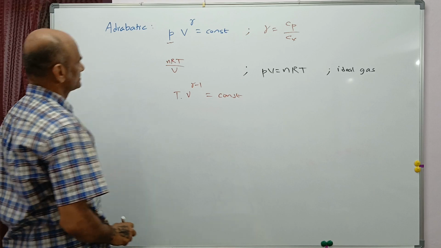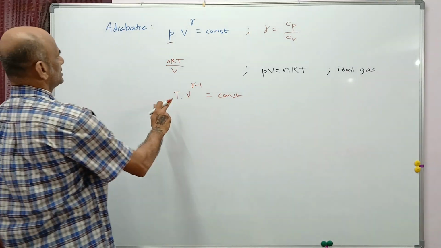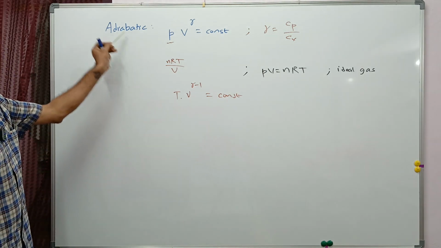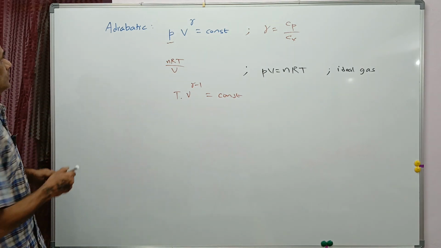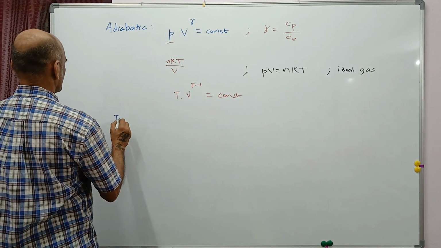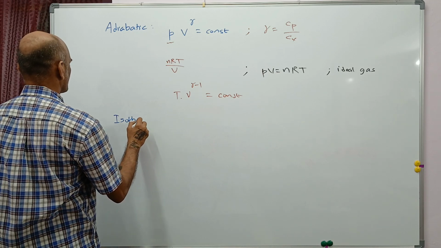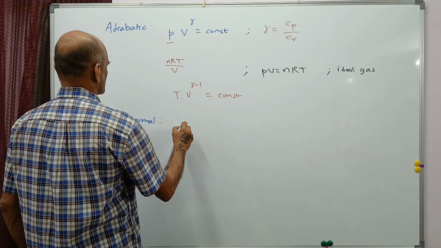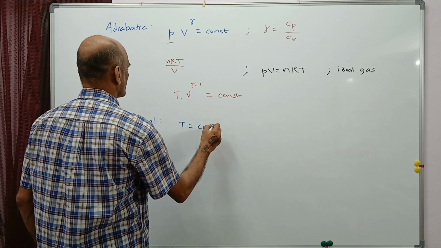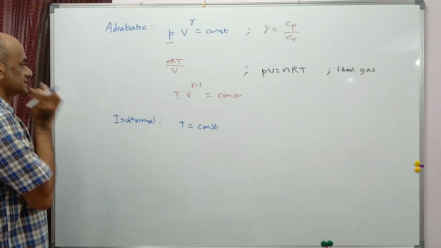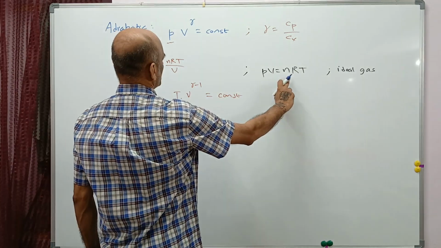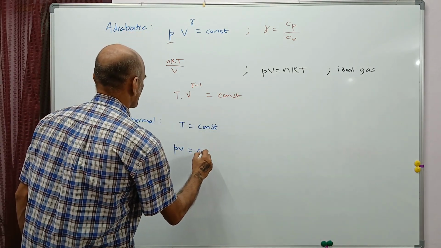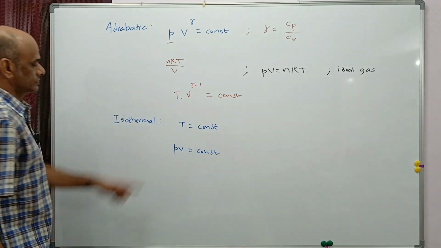These two constants are different, but we have this relation: temperature into the volume raised to the power gamma minus 1 is also a constant. So this is also true for an adiabatic process. For isothermal process, isothermal means temperature is the same. So obviously temperature is constant. Again, we are considering an ideal gas. So once the temperature is constant for a given amount of gas, PV is also constant. Because all these constants are different.